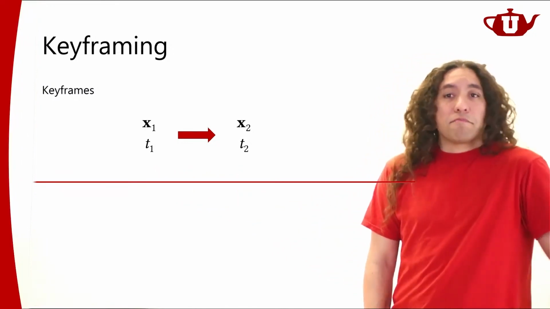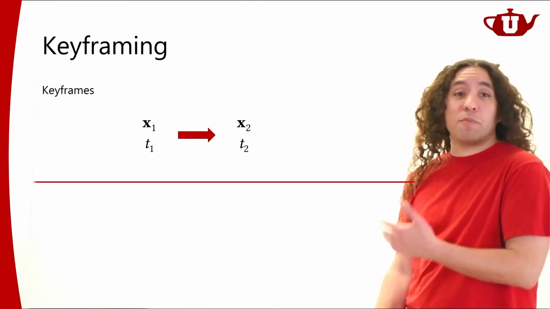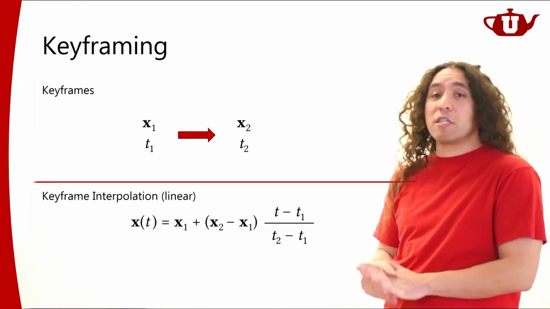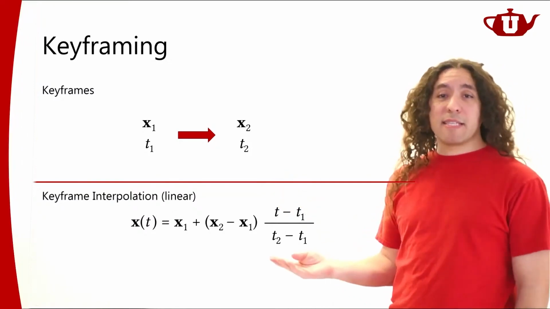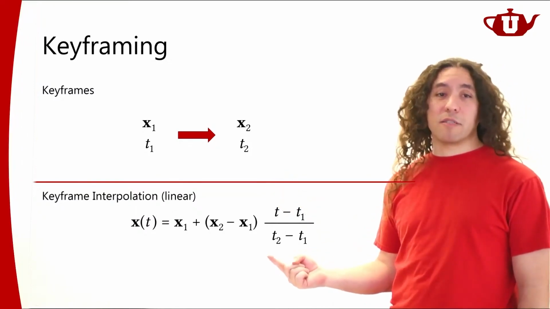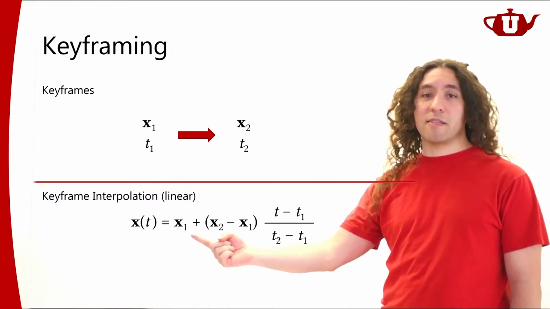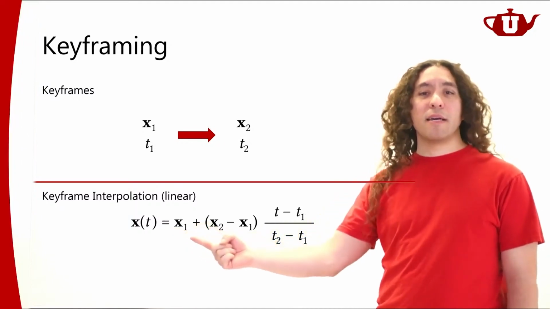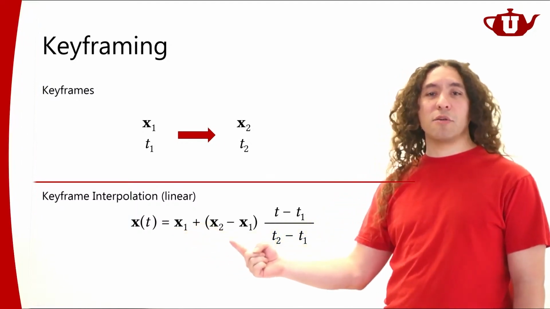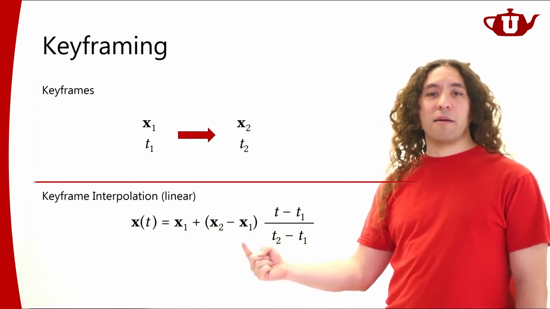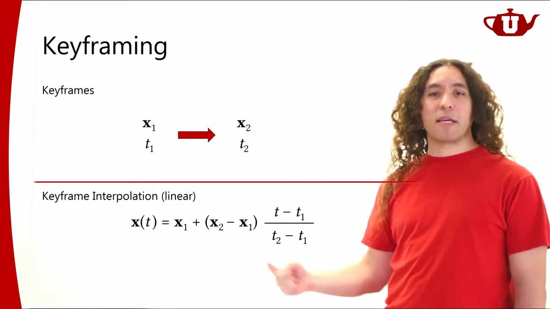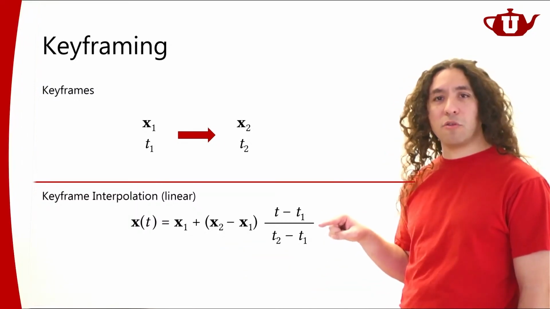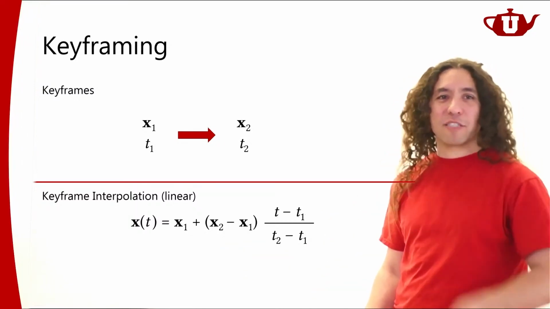So what can I do? The simplest thing I can do would be some sort of linear interpolation, right? So keyframe interpolation could be linear, and this is a very simple linear interpolation function. Think about these as vectors. The positions, the shape of my object at any time t would be a function of x1 and x2, and I'm just adding the difference between x1 and x2 based on where the time is between t1 and t2. Anyhow, that's the linear interpolation function.